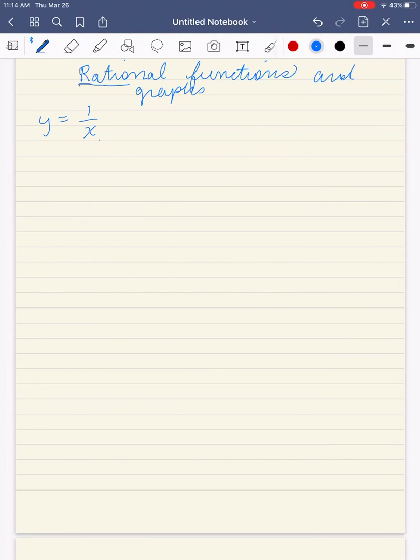First thing I'm going to have us do is do a t-table, and we're going to plot some values of x. Now, we're not going to continue to graph this way, but I want you to understand why rational functions work the way they do. So I'm going to give you some x's, and you're going to find the y's.